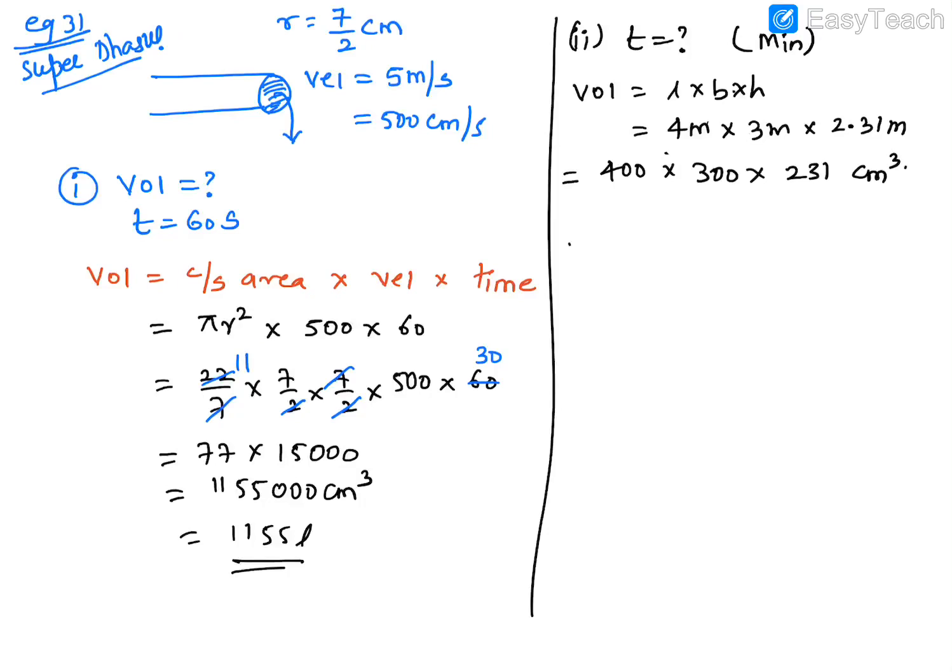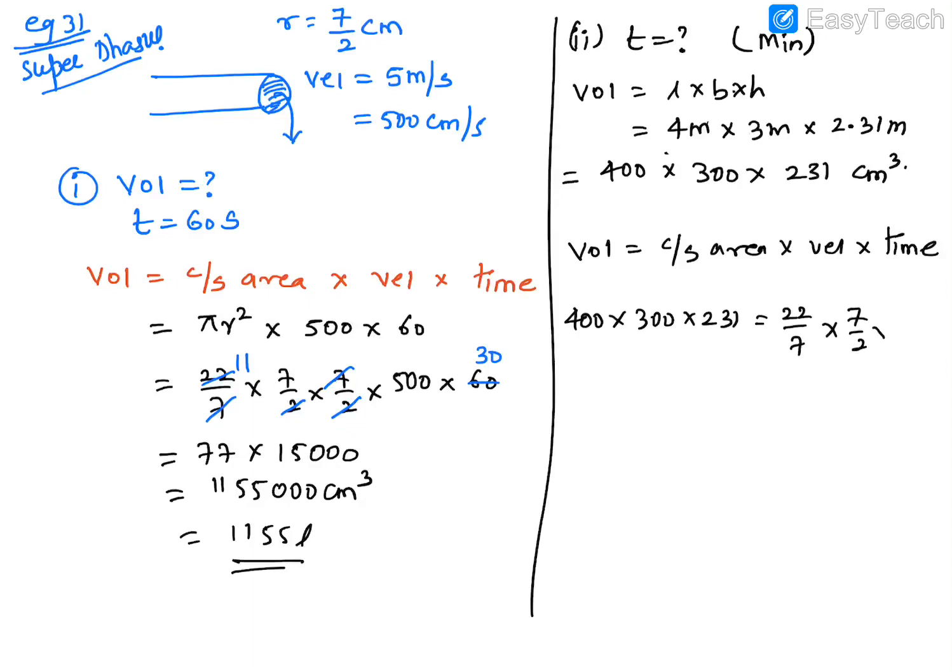Now what is the formula for the volume? So volume is equal to cross sectional area into velocity and into time. Now what is the volume we have? So it's 400 into 300 into 231 is equal to, what is the cross sectional area now? That is what we already have: 22 upon 7 into 7 upon 2 into 7 upon 2, pi r square. What's the velocity we have here? 500 into the time, which is t. Now let's reduce whatever we can reduce here.